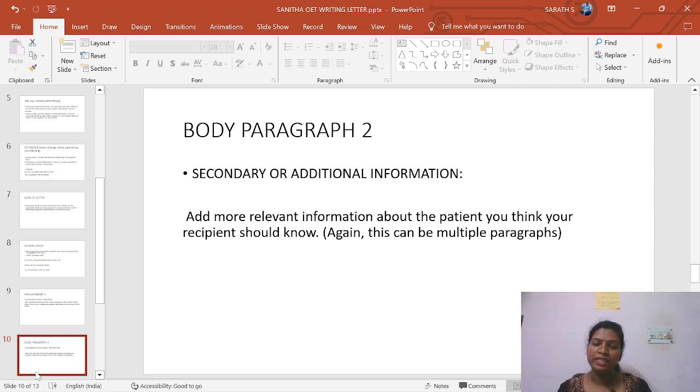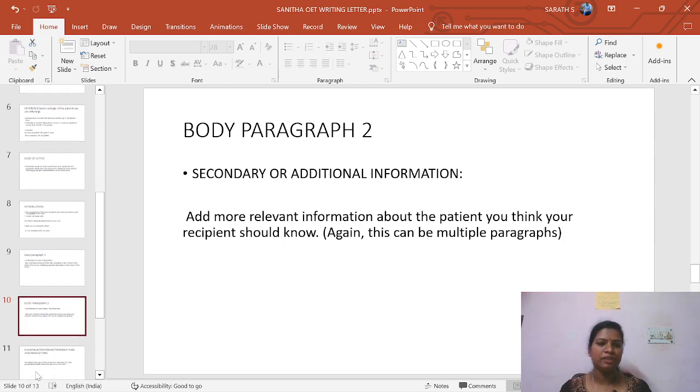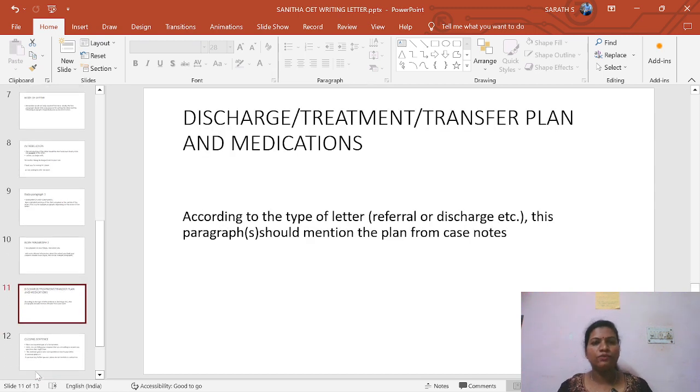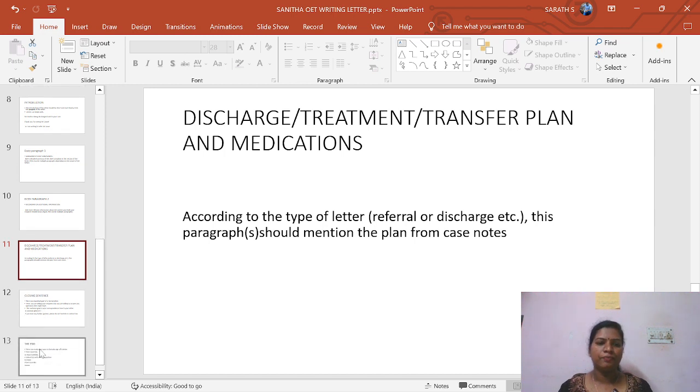Please think like that. You have to make a story of the letter. Last one: discharge or treatment or transfer plan and medication. In the last part, you can add the discharge, treatment, transfer plan and medication. According to the type of letter, if it is a referral or discharge, this paragraph should mention the plan from the case note. This is the last paragraph.